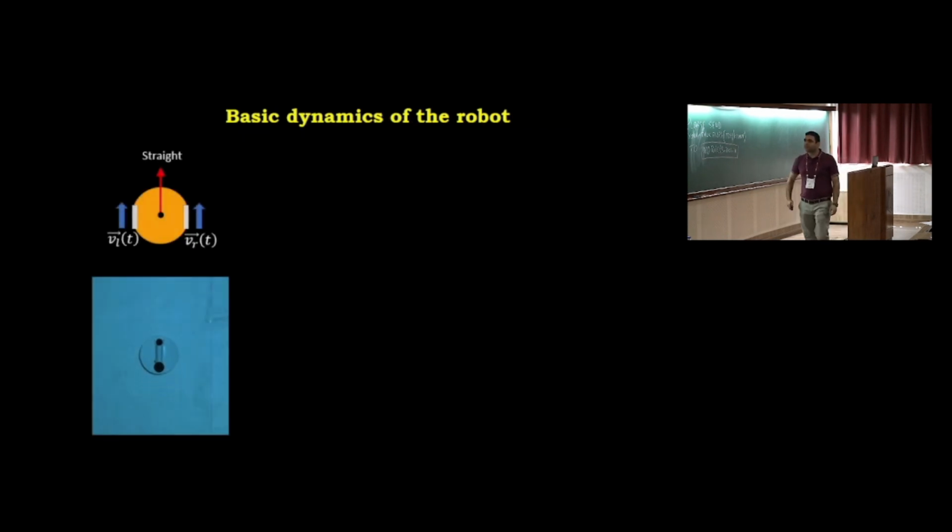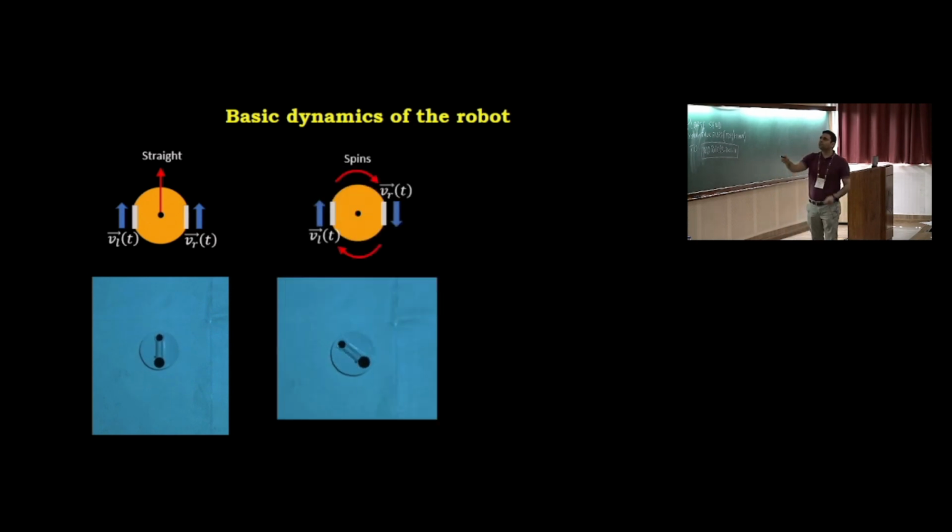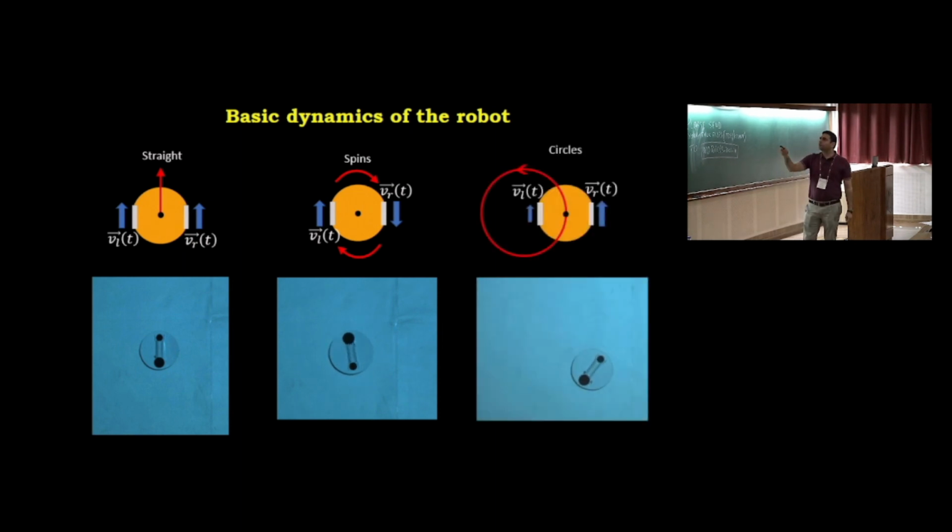Just to quickly show you the basic dynamics of this robot. Very trivial: if both wheels are moving with the same speed, your robot will just go straight. If you give opposite velocities to the two wheels, it will just spin. And if the velocity is different on the two wheels, it will do circles. This is how it moves. And this is a cover that we have put, and these two dots help us in tracking the robot.